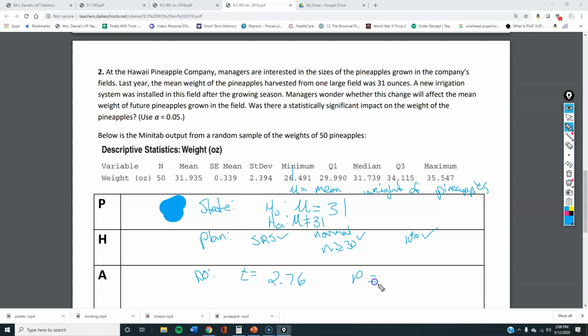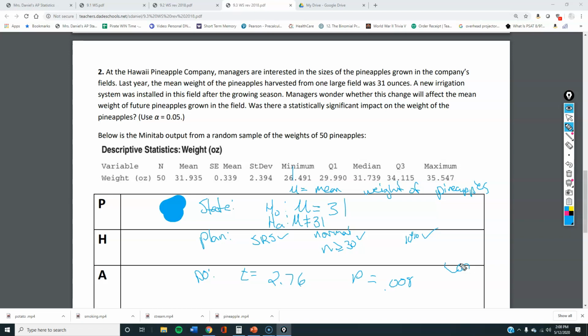0.76, p was 0.008, right? So, conclude, listen to this. All right, so our p-value is less than our alpha, right? Because our p-value is less than our alpha, that means we can reject the null. And if we reject the null, we have significant evidence.